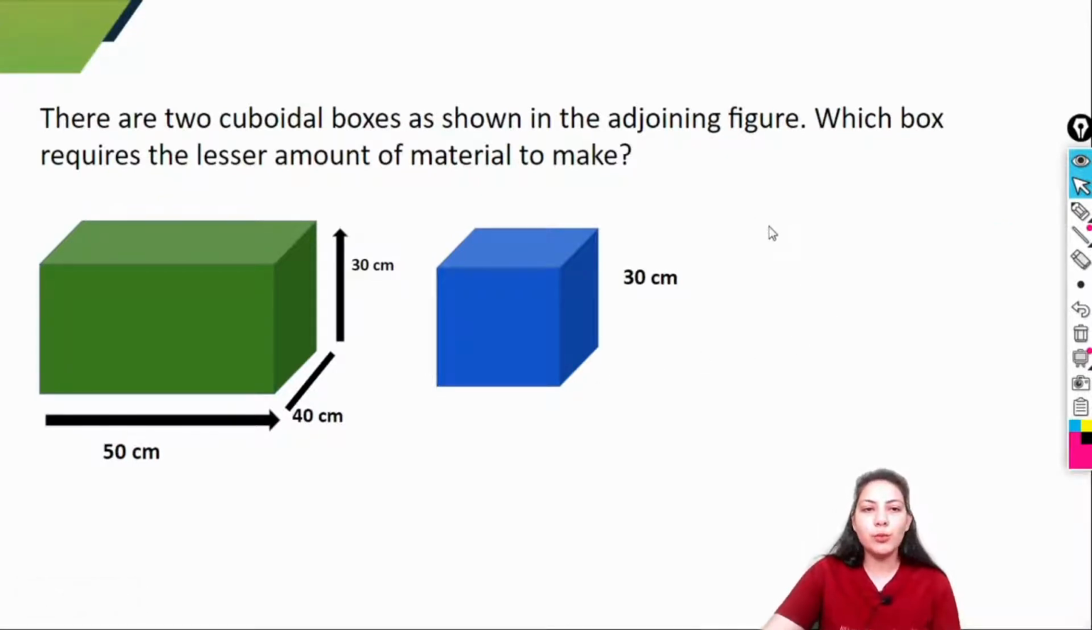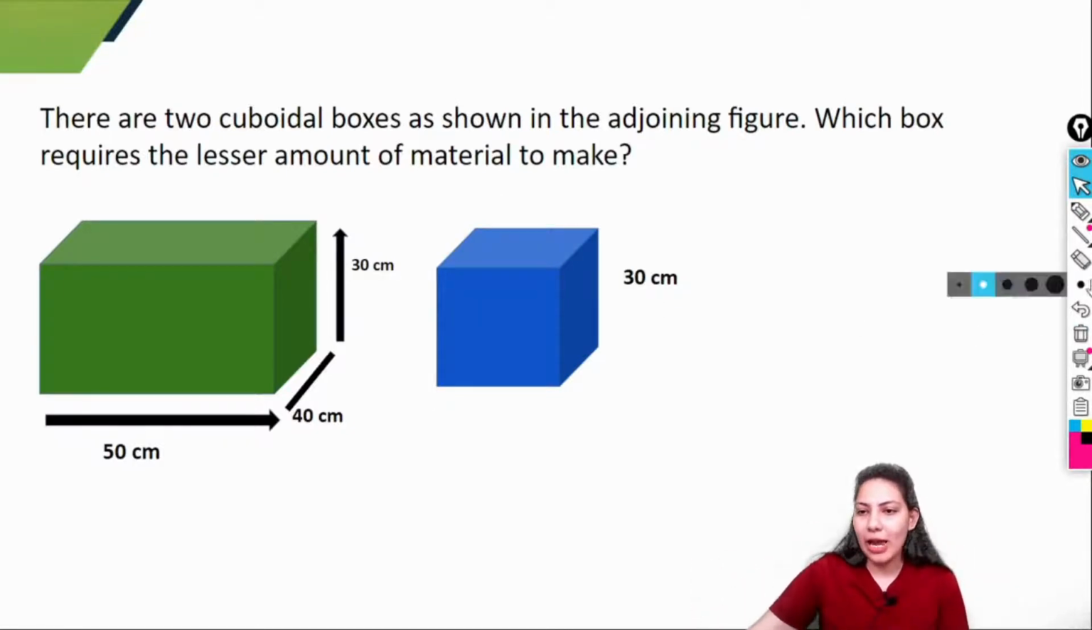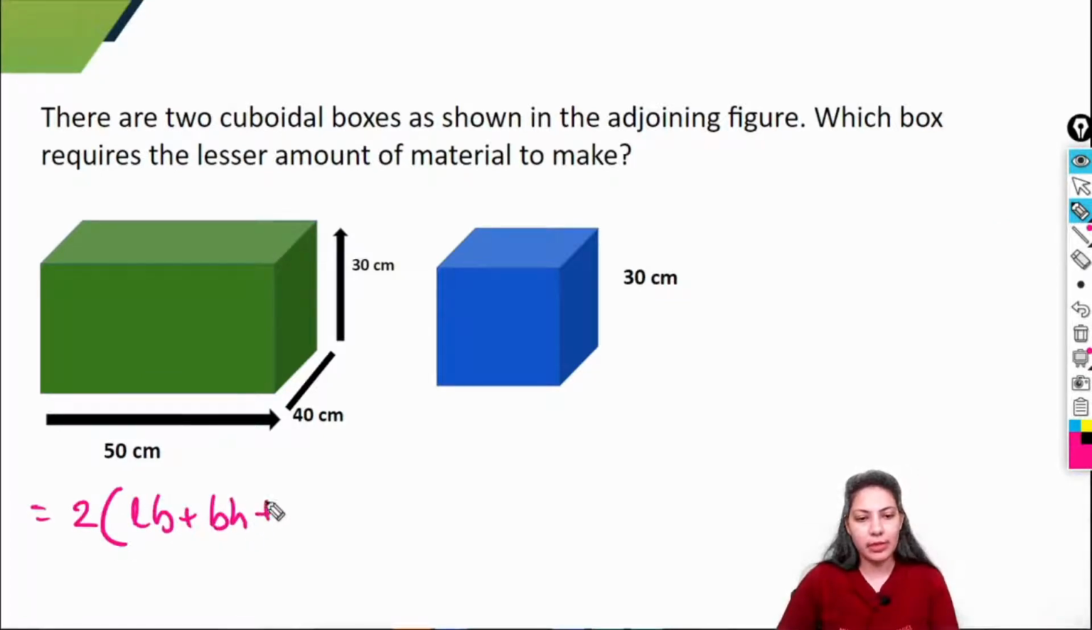So these are two cuboidal boxes as shown here in the adjoining figure. Which box requires the lesser amount of material to make? Now amount of material to make means, imagine a gift box in the shape of a cuboid and a cube, and you have to wrap it. So what you have to find here is the total surface area. As we have derived all the formulas of total surface area, what is the total surface area of a cuboid? It is 2 into length breadth plus breadth height plus height length.